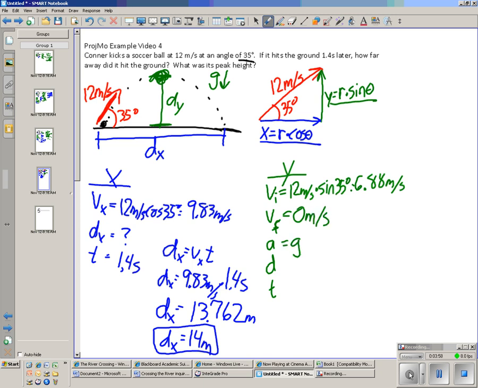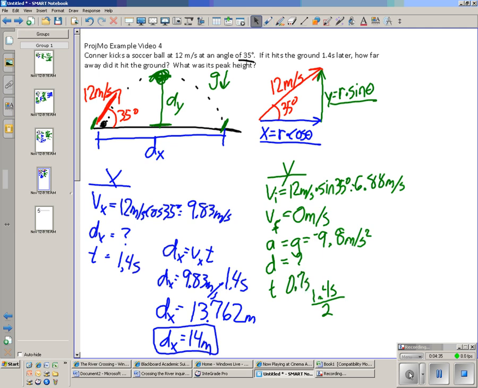Acceleration, as usual, is little g, or negative 9.8 meters per second squared. My displacement is what I'm looking for. Now my time, this is tricky. They give me 1.4 seconds, but that's for the entire time starting from the launching point to my ending point. I don't actually want to use that. I would actually have to use half of that. Now, I could figure that out pretty easily. That's going to be 0.7 seconds.